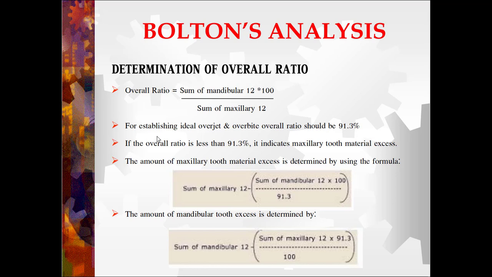Ideally, the percentage should be 91.3 in an ideal well-aligned arch. If the overall ratio percentage is less than 91.3, it indicates maxillary tooth material excess. And if the percentage is more than 91.3, it indicates mandibular tooth material excess. Now, how much is the excess in the maxillary or mandibular arch? That will be calculated with the help of these two formulas in millimeters. This is in percentage and these are in millimeters. How much excess is there?